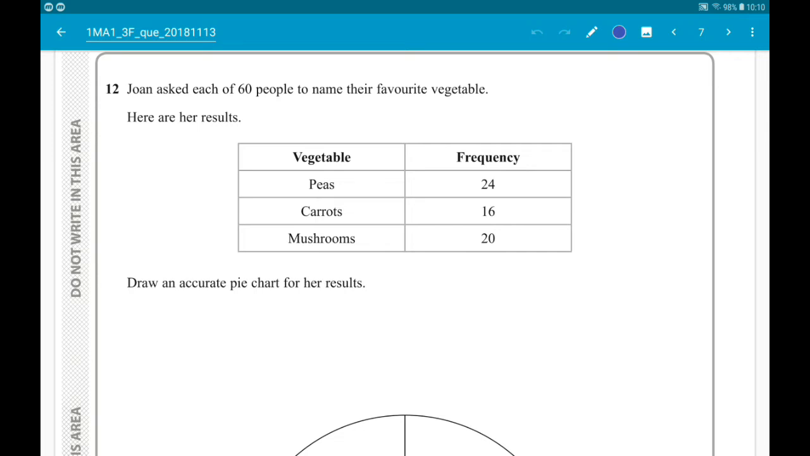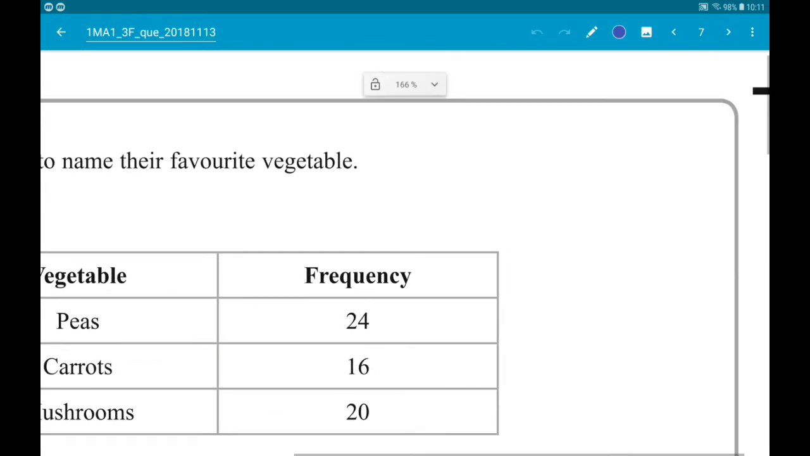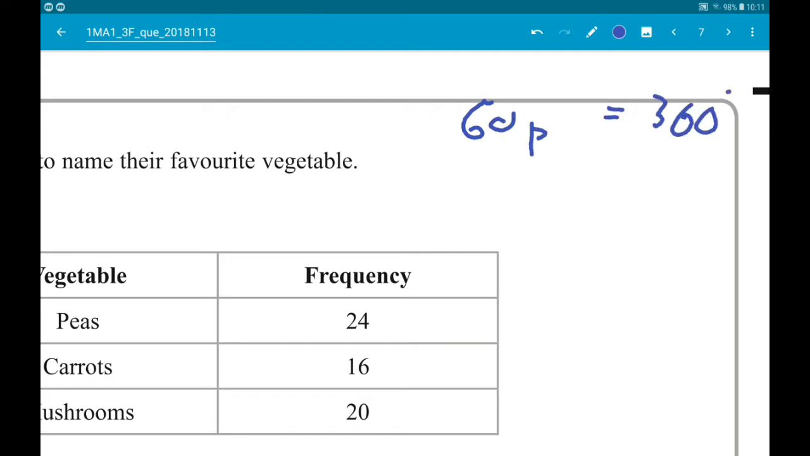So what we need to do here then is work out how many degrees each person is worth. So there are 60 people. Now the 60 people need to make up 360 degrees. So if 60 people make up 360 degrees, if we divide by 60, one person is 6 degrees.